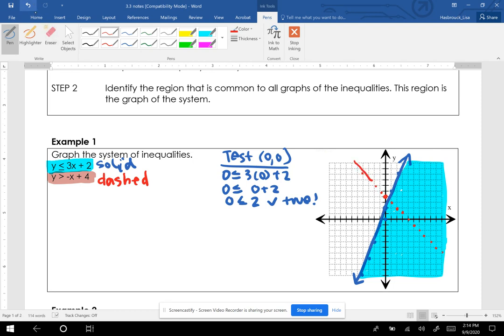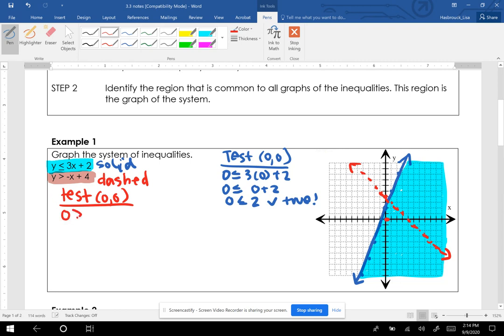Now, since this is a dashed line, we'll do it like this, making sure to make obvious that it is a dashed line. Again, we need to test a point. I'm going to use 0, 0 again because it's the easiest of all the points and it is not on our line. When I test 0, 0, I'll replace x and y in my equation with 0.